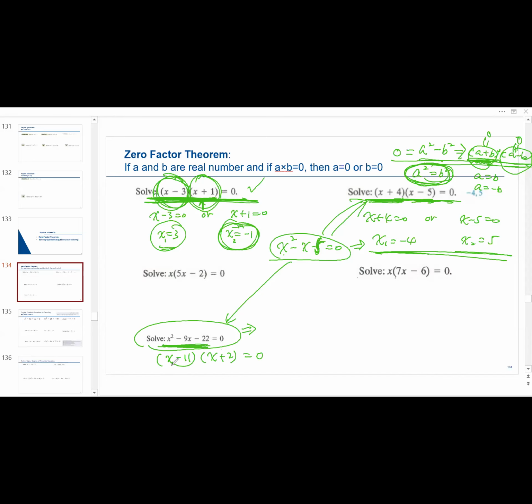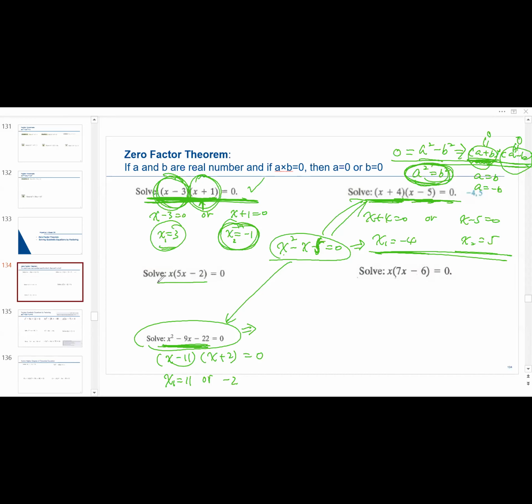So when they equal 0, we use the zero theorem. So x can be equal to 11 or -2. Too easy, right? Too easy for you guys. All right, so use this one. Let's go back to see this example.